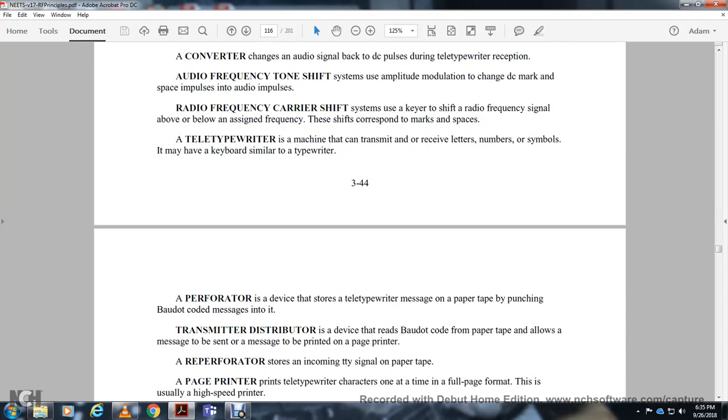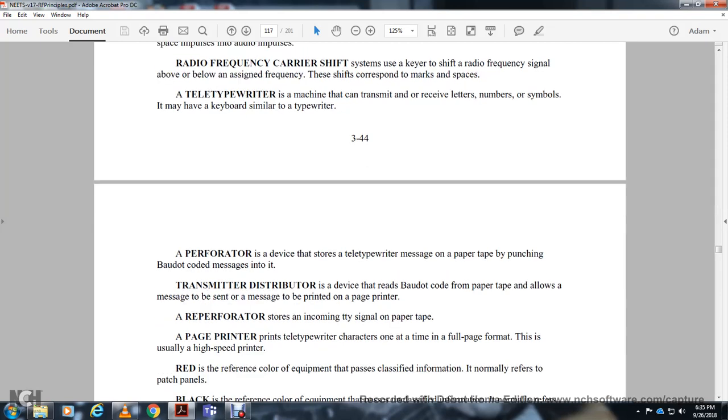Perforator stores the incoming teletypewriter signal on paper tape. The page printer prints the teletypewriter characters one at a time in a full page format. This is usually a high-speed printer.